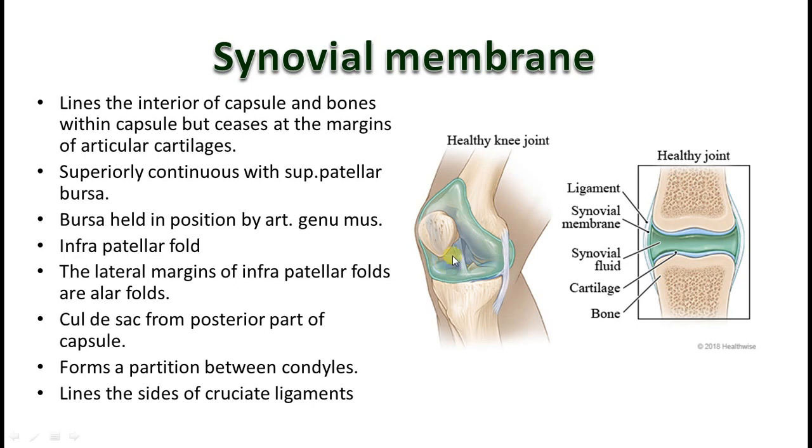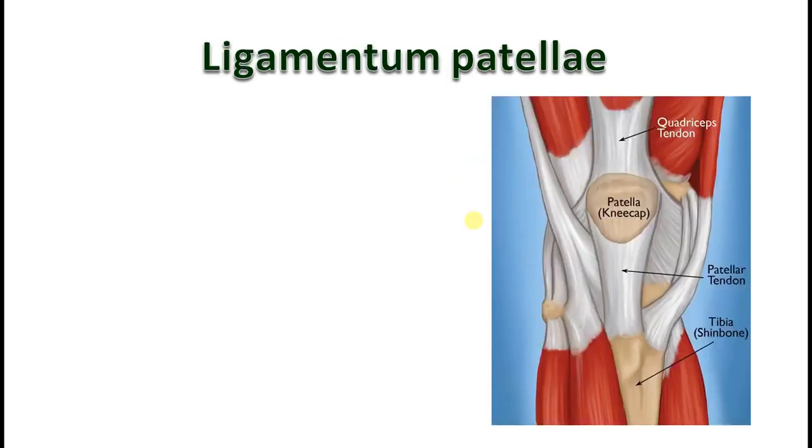Okay. So a cul-de-sac from the posterior part of the capsule extends as synovial membrane and forms a partition between the condyles, and the synovial membrane lines the sides of the cruciates, then the interior of the capsule, but ceases at the level of the articular margins and continues above with the suprapatellar bursa. So that is about the synovial membrane.